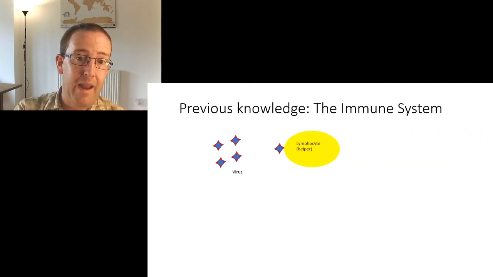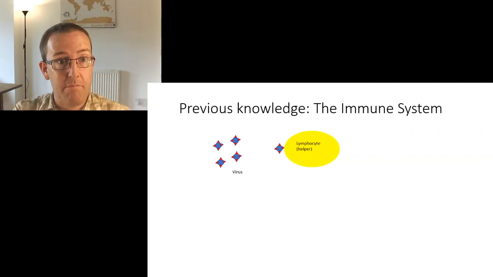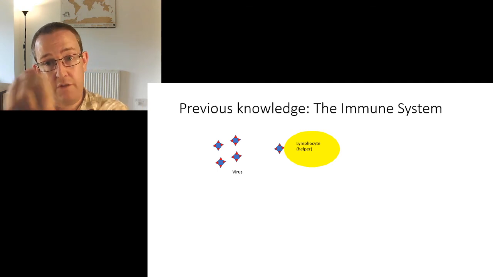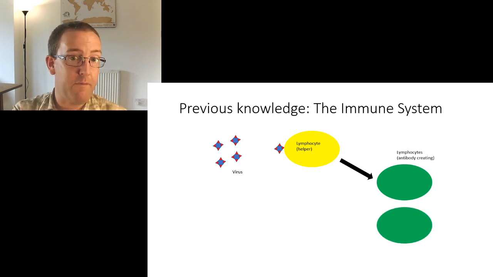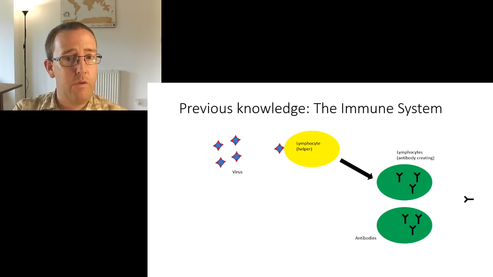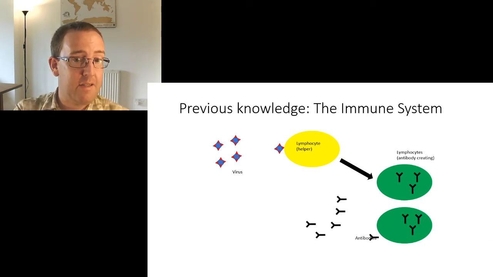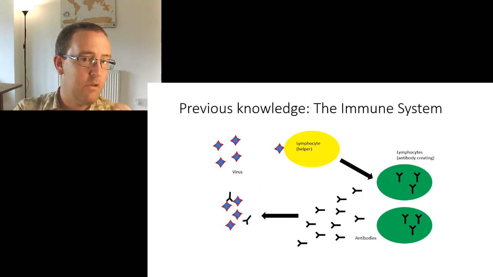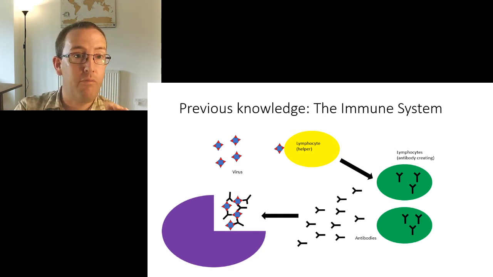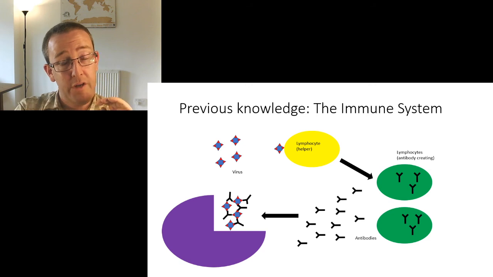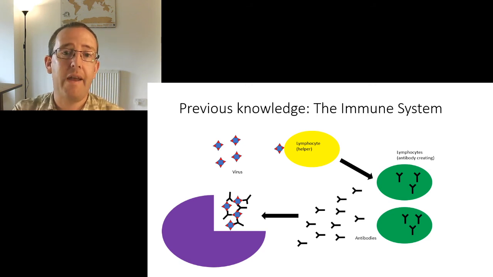That virus will be picked up by maybe a macrophage or some sort of phagocyte and presented to a lymphocyte. This is called a helper cell. A different form of lymphocyte is then stimulated to create antibodies, like so. Those antibodies are then released. They can then go over to our pathogen, clump our pathogen together, immobilize them, stop them working, and allow a phagocyte to come along and consume the lot. Which is a very broad overview of GCSE immunity. So if you don't remember that, go away and revise it.